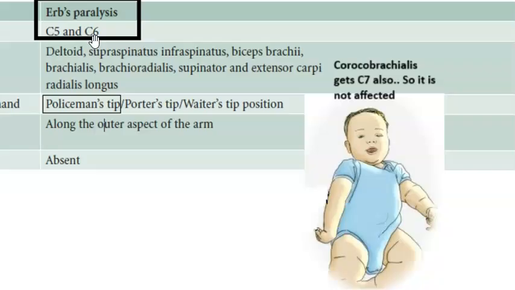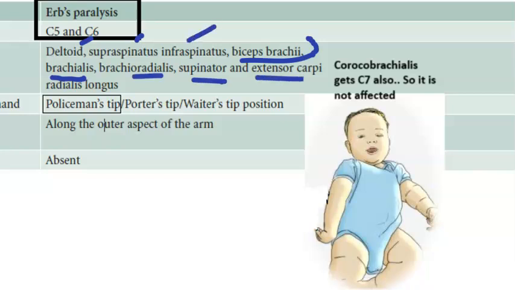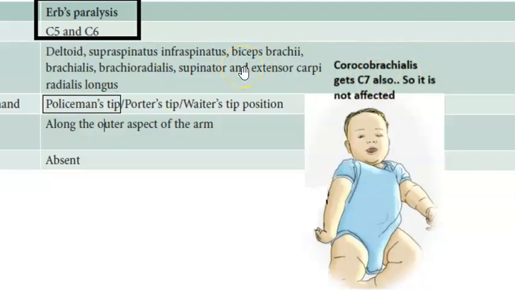The musculocutaneous nerve receives C5, C6 and C7, so it also is affected. Which muscles are affected? Biceps brachii and brachialis. Apart from this, many other muscles are affected because many other nerves from the brachial plexus are affected: deltoid, supraspinatus, infraspinatus, brachioradialis, supinator, extensor carpi radialis longus. But coracobrachialis is not in this list. Because C5, C6 are affected and C7 is not, and C7 also gives a little supply to coracobrachialis, coracobrachialis got saved.